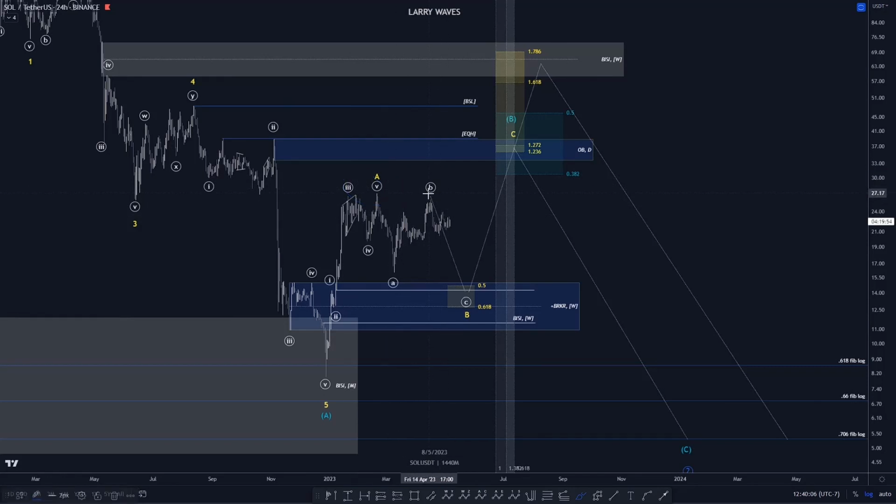So I'm looking for this to come down as a 1, 2, 3, 4, 5 for the C wave and push up, either for just a moderate C wave or an aggressive C wave. I'm leaning more towards the moderate. Who knows? We'll have to wait till the structure is unfolding to put more weight behind it. But as of right now, I'm seeing this still as A, B, C, and then we start impulsing down.